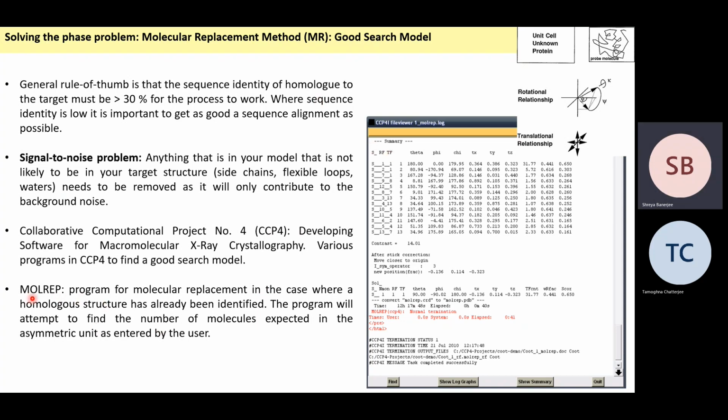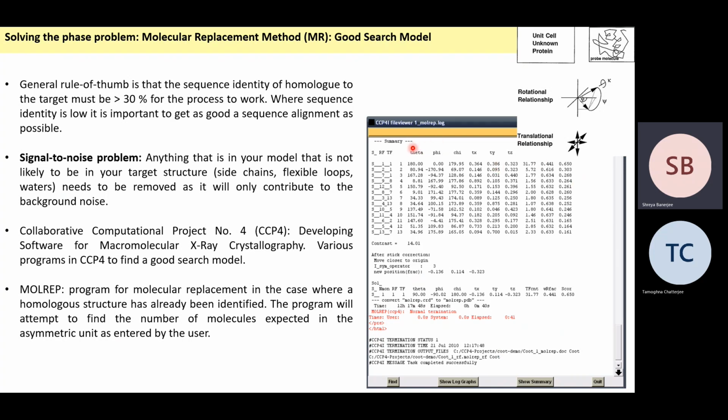And finally, there is a program called MolRep for molecular replacement in the case where a homologous structure has already been identified. So the program will attempt to find the number of molecules expected in the asymmetric unit entered by the user. So once you have a good search model using CCP4, you can use MolRep. This is an output of MolRep.